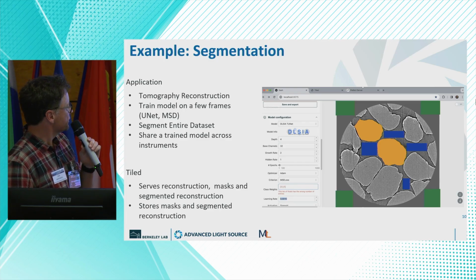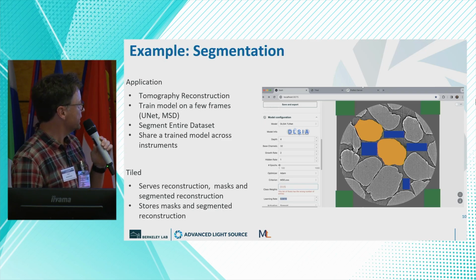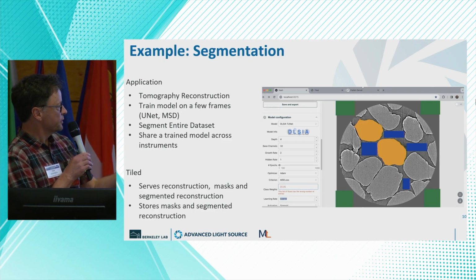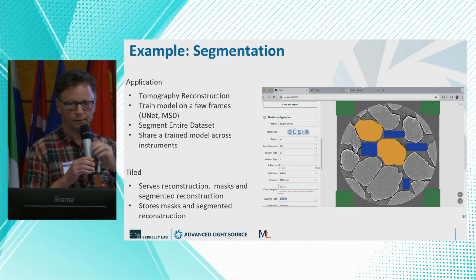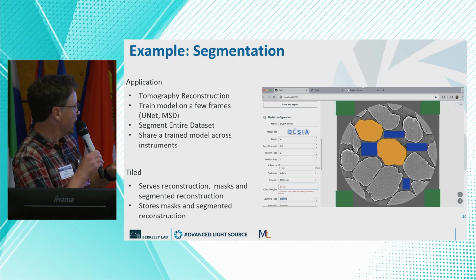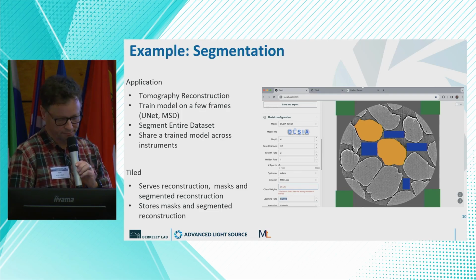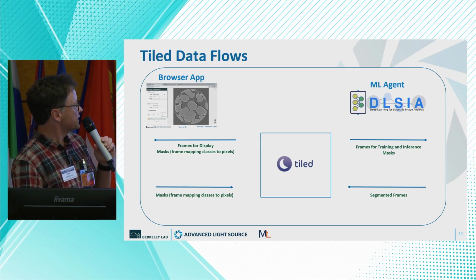I've already sort of covered this, but the point I wanted to make here is that in this application, we're using Tiled to serve reconstructed images to the user application, and store and serve masks that the user creates with their classification, and also serve the segmented reconstruction. This is basically what I just said.